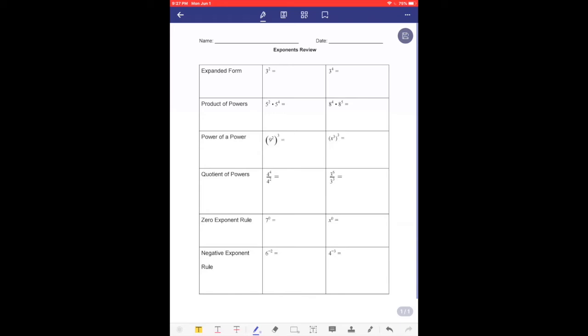Hi everyone, today we're going to review exponents. We're going to do one example together and then your homework will be to do the other example.